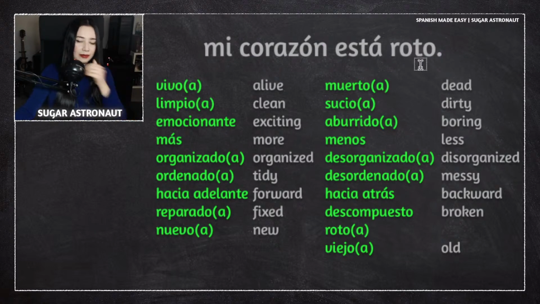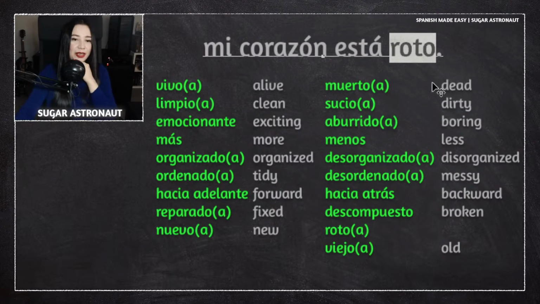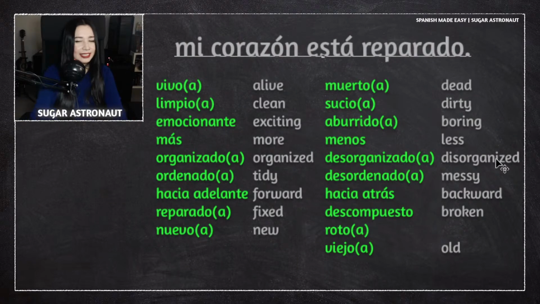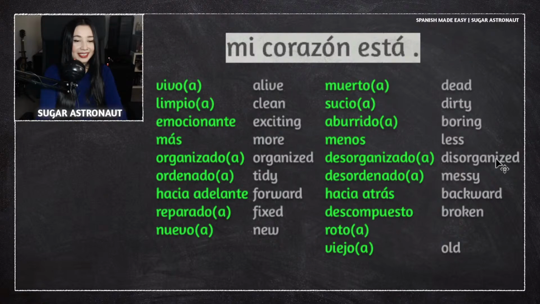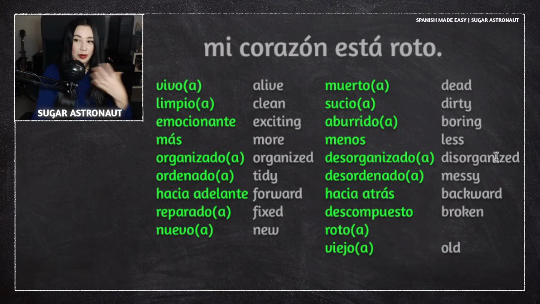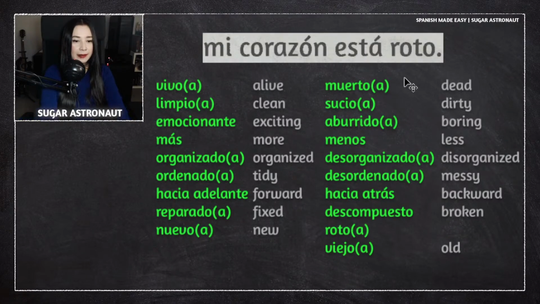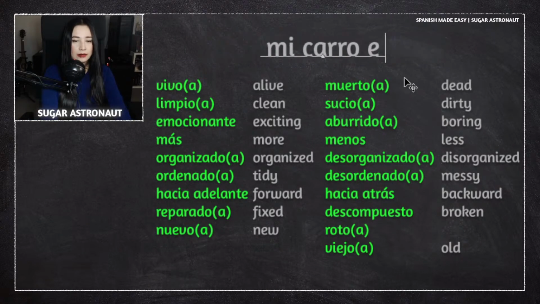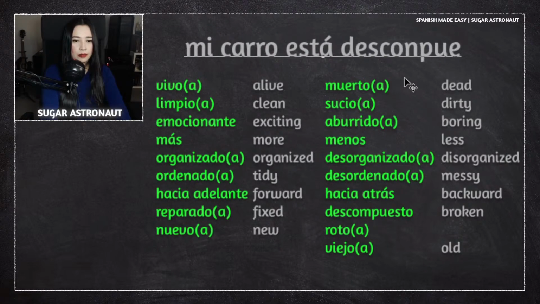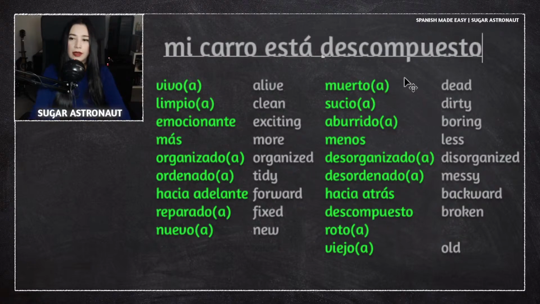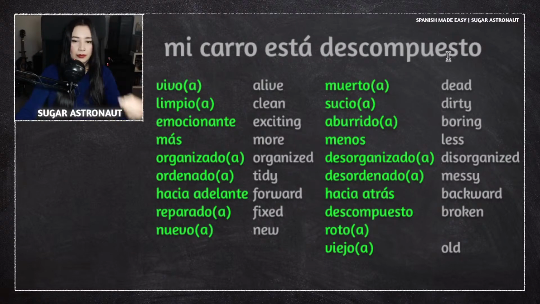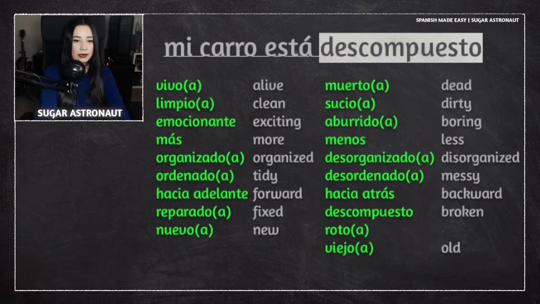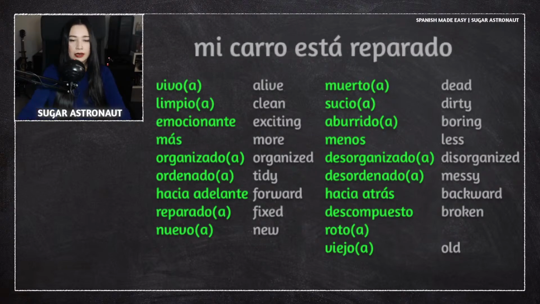Okay? Obviously, well, can you fix a broken heart? You know, if we're talking about grammar here. Mi corazón está reparado. Reparado doesn't sound common. It doesn't sound like something people would say. But mi corazón está roto is very commonly said when you have a broken heart, for sure. But also you could say something like, mi carro está descompuesto. Mi carro está descompuesto. That means my car is broken, is not working. Mi carro está reparado. My car is fixed. Okay?